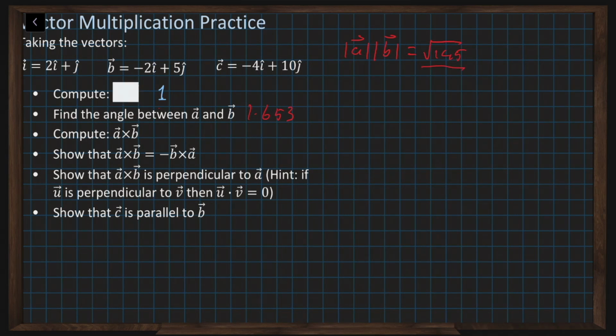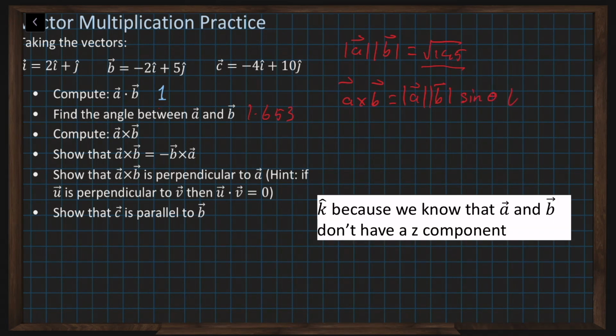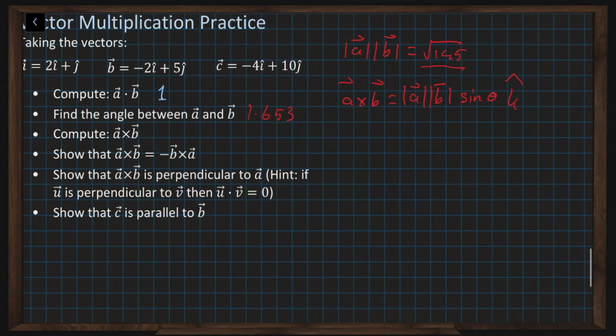Okay, so next we compute a cross b. And we already established that this is equal to the magnitude of a multiplied by the magnitude of b multiplied by the sine of the angle between the two, and then k hat. Now it is worth pointing out that this k hat only applies if a and b are purely on the xy plane. So we already know that the magnitude of a multiplied by the magnitude of b is equal to the square root of 145.